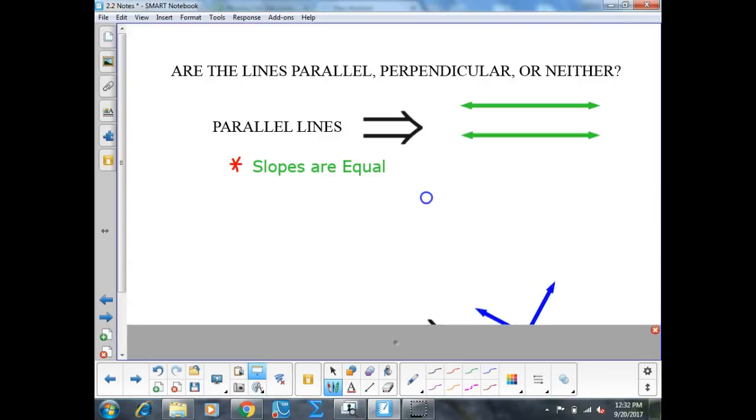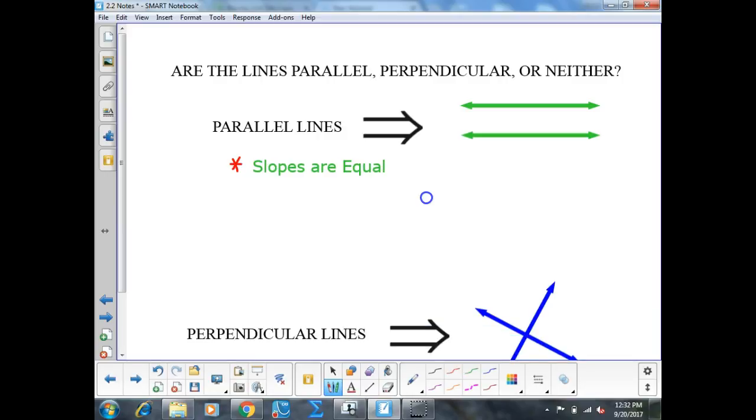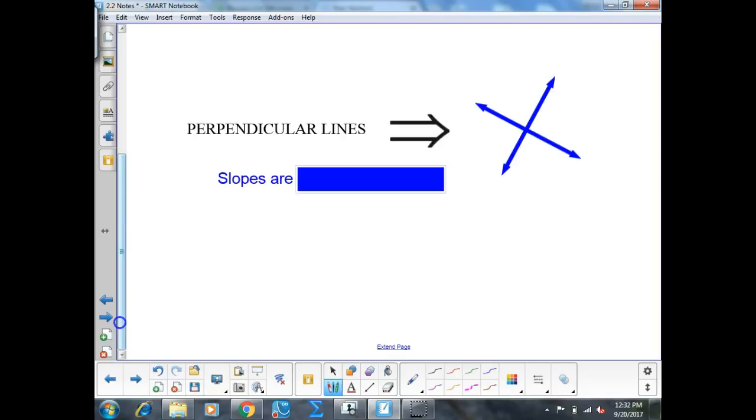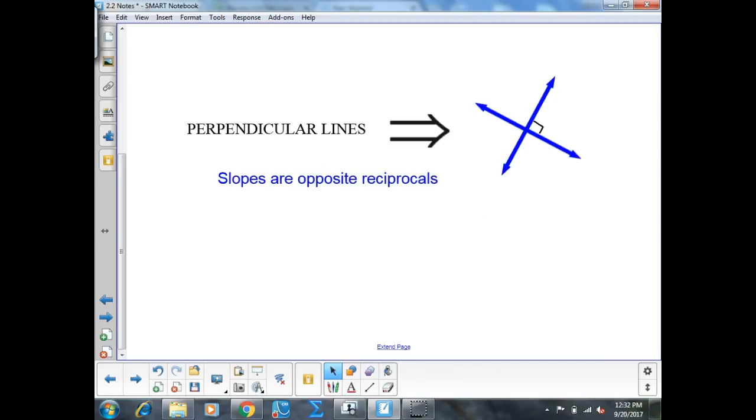Perpendicular lines, where is it? Way down here. Perpendicular lines, again, meet at a right angle. Does anybody know how the slopes of perpendicular lines are related? Flipped and opposite? Okay. We call that in math opposite reciprocals.